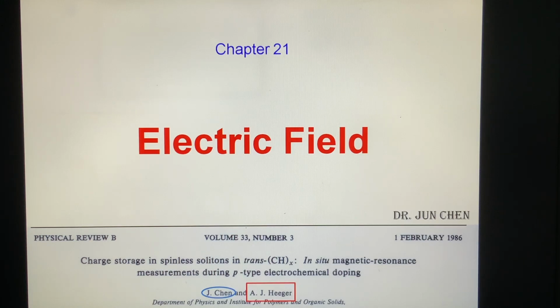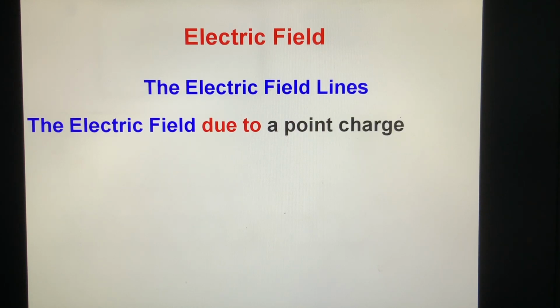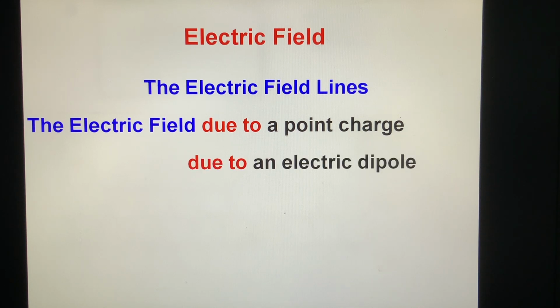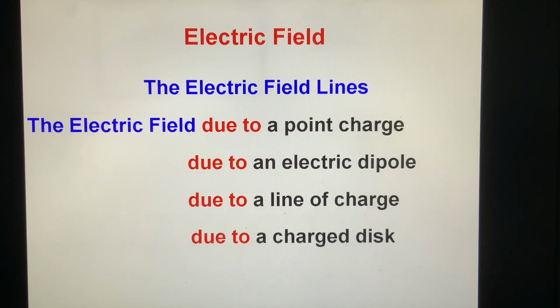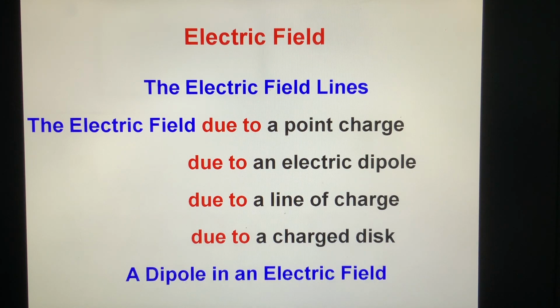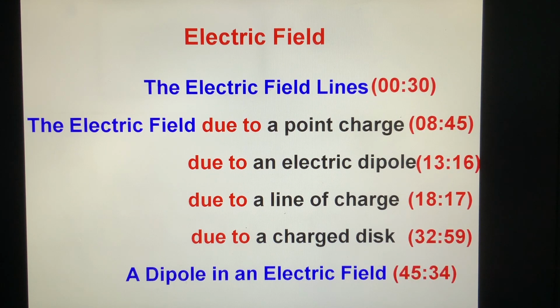Chapter 21, Electric Field. Electric field covers the electric field lines, the electric field due to a point charge, the electric field due to an electric dipole, the electric field due to a line of charge, the electric field due to a charged disk, and a dipole in an electric field. You can find them in a timeline. Electric field lines.